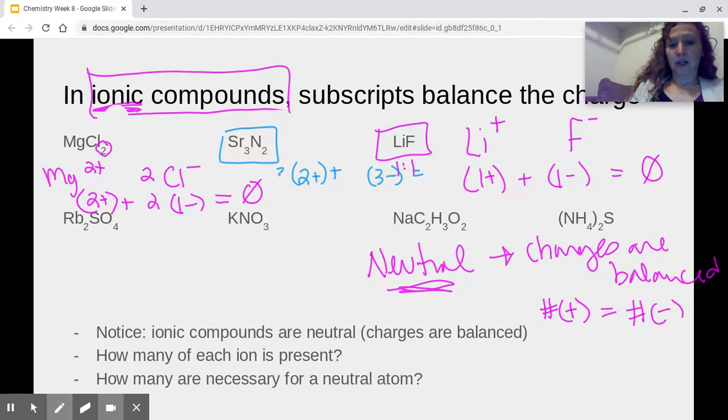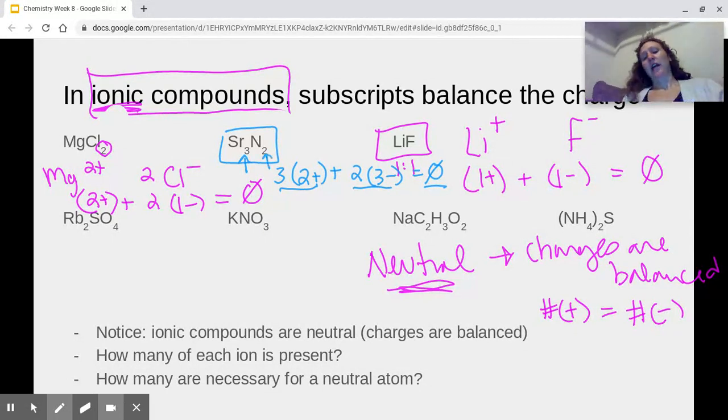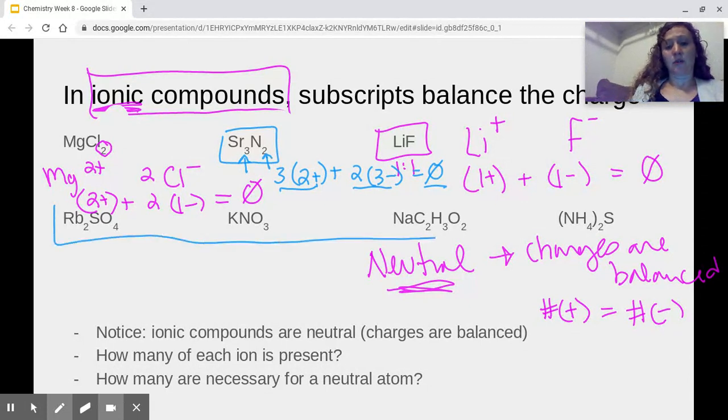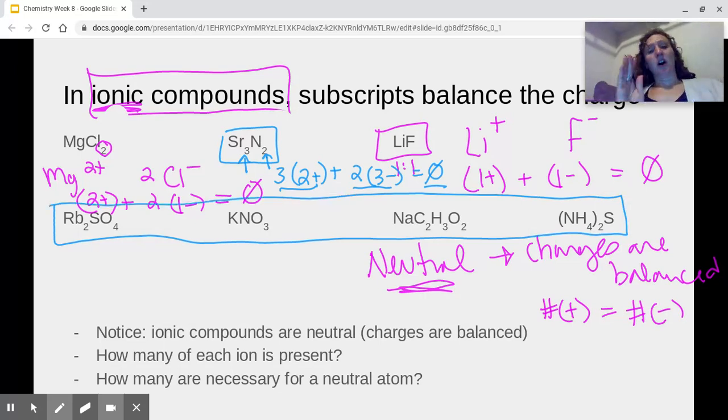Well, we need 3 strontium and 2 nitrogen in order to be equal. So a 6+ and a 6- are going to be equal to 0. That's why you need the 3 subscript for strontium and the 2 subscript for nitrogen. And notice all of these, we just did the 3 on the top. If you go through and do the 3 on the bottom, you'll find the same thing is true. All of the charges are balanced so that there's the same amount of positive charge as negative charge, and you end up with a neutral compound.